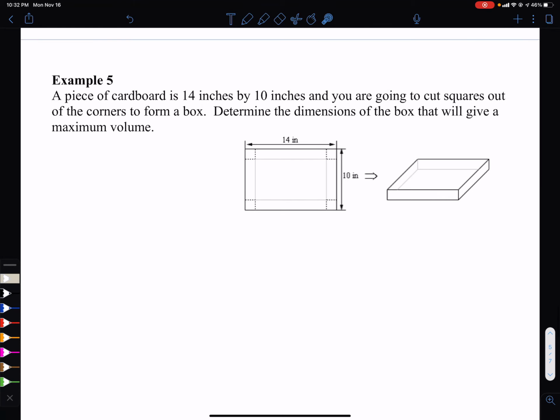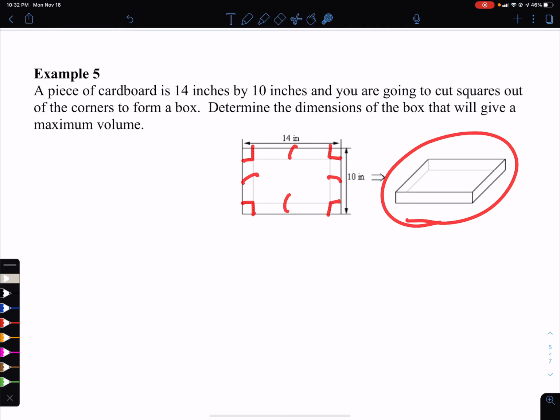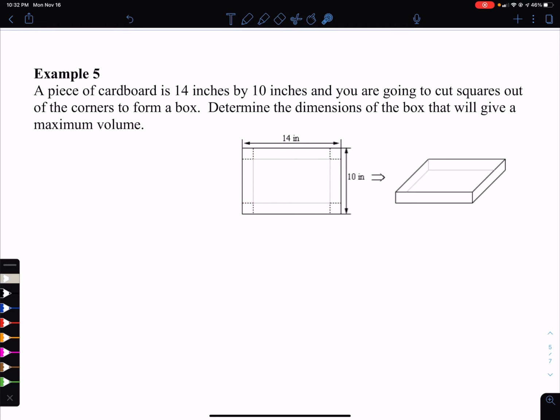2 more examples. So we have a piece of cardboard that's 14 by 10. We want to cut away the corners. So we want to cut little squares off of the corner and then fold up the sides and get a box. Okay? And they want to know what would be the maximum volume of the box. So how big of a square do we cut out? Do we cut out a big square from each corner and make our box? Or a little square from each corner? How big should each of those be?